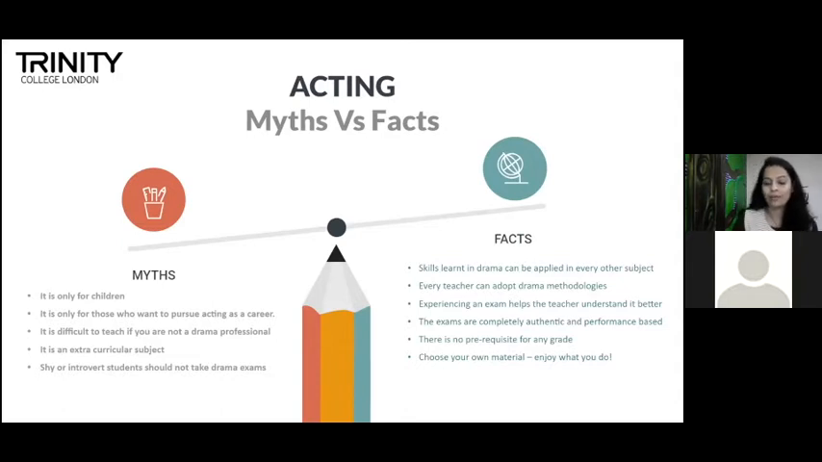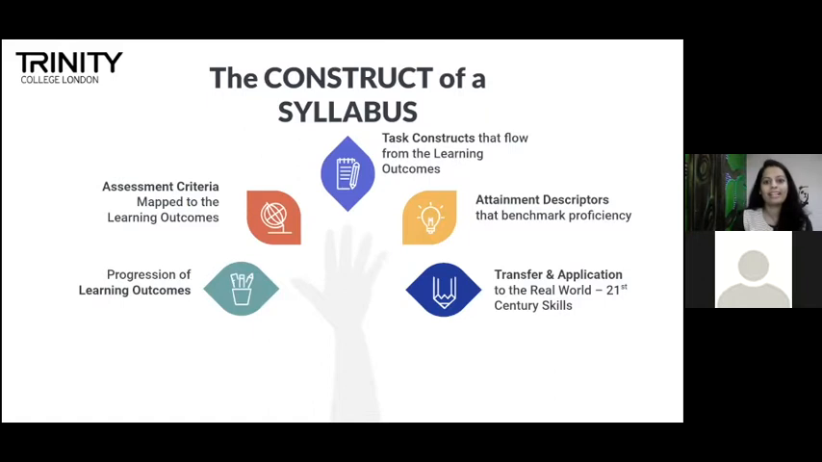All right, so without further ado, let's get into the construct of the syllabus. Now, the words learning outcomes are basically what the candidate is going to learn through the process of preparing for the exam. That's as simple as it gets. So as we go forward, you will get more idea about how the learning outcomes span for the acting syllabus. Then we have the assessment criteria, the skills for which the candidate will be assessed.